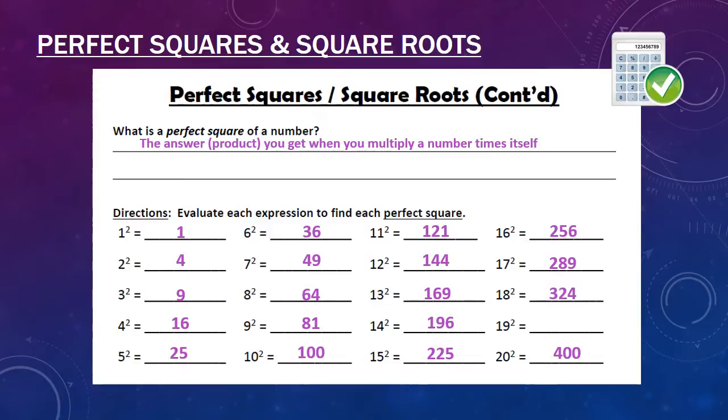And the last one you have to fill in is 19 squared, and that is 19 times 19, or 361. And remember, the perfect squares are the products, or the answer you're getting. So those are really big numbers, and they get pretty big pretty fast.